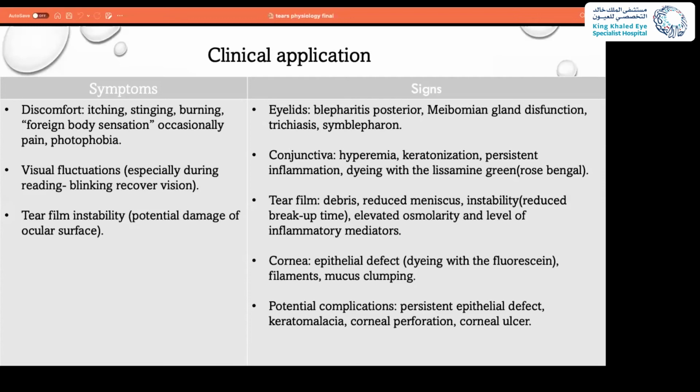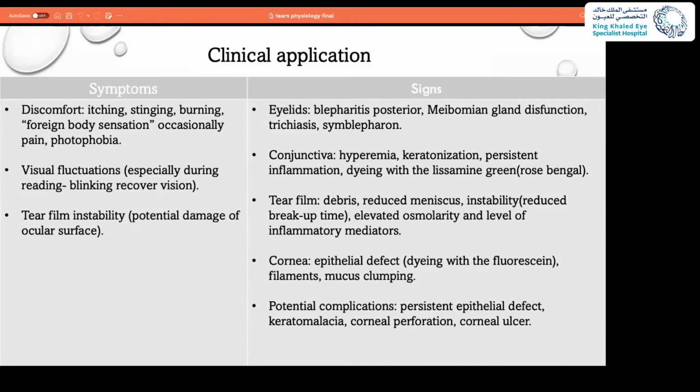Signs during examination: you will pay attention to the eyelids, for blepharitis, meibomian gland dysfunction, trichiasis, symblepharon; the conjunctiva, including hyperemia, keratinization, persistent inflammation, which sometimes stains with lissamine green and rose bengal. Tear film debris, reduced meniscus level, instability or reduced breakup time, elevated osmolarity and level of inflammatory mediators. You can also assess the cornea for epithelial defect, which can stain with fluorescein, filaments and presence of mucus clumping.